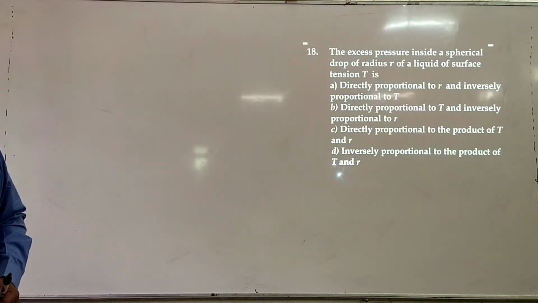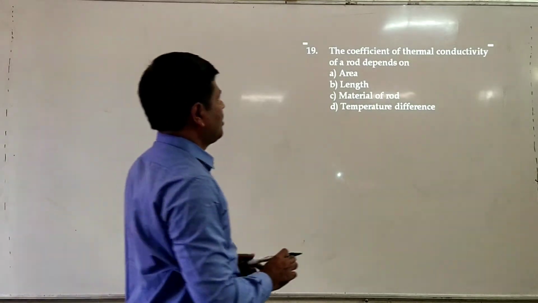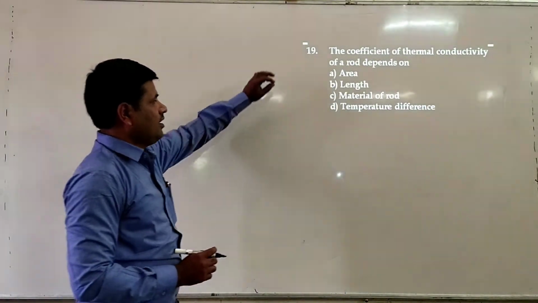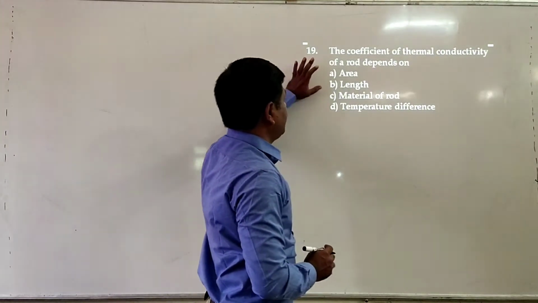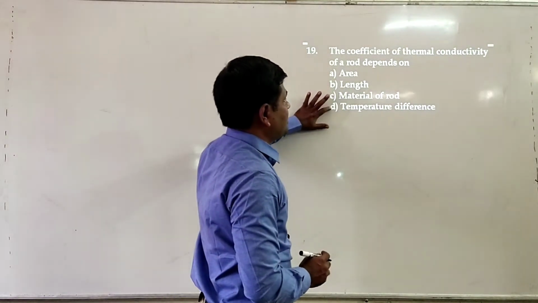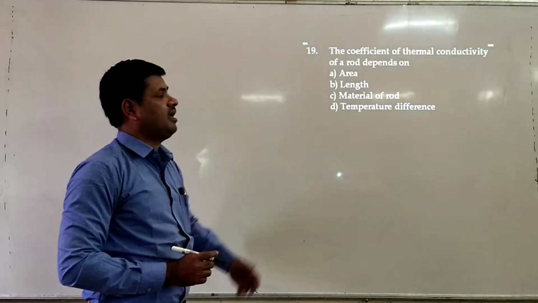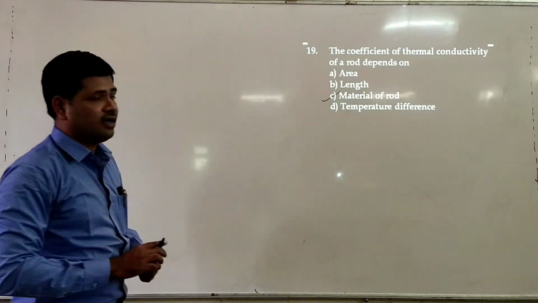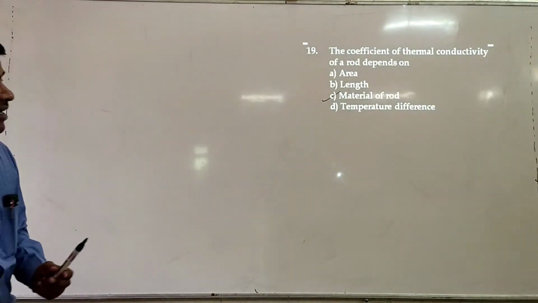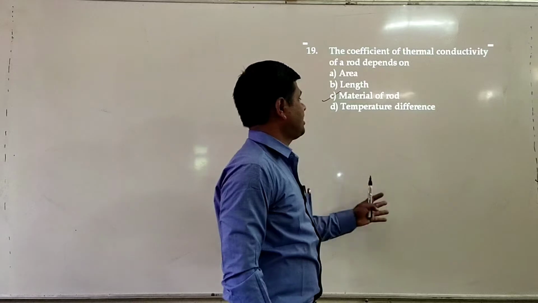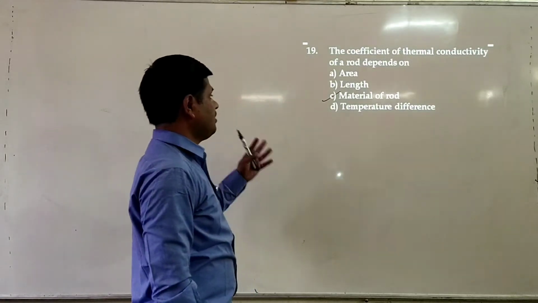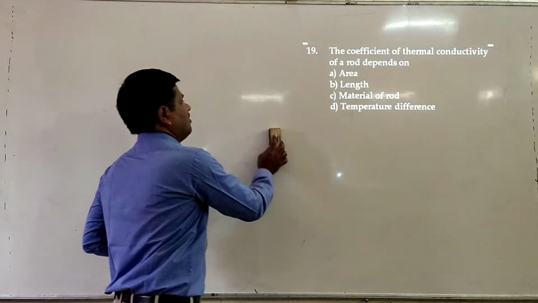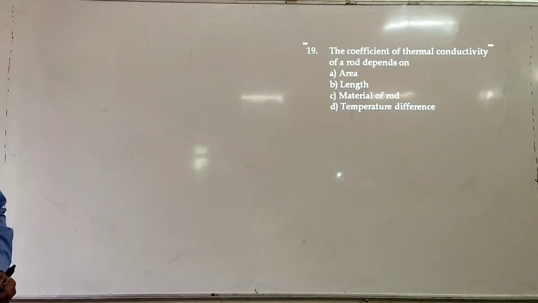Next we go to question number 19. The coefficient of thermal conductivity of a rod depends on? The coefficient of thermal conductivity does not depend upon the area, length, or temperature difference. It depends upon the material or nature of the rod. So which option is correct here? C option is correct, because thermal conductivity depends upon the nature of the rod, and it is independent of area, length and temperature difference.